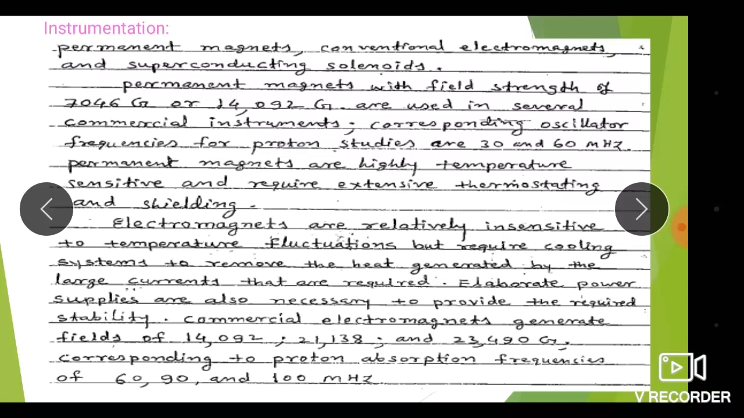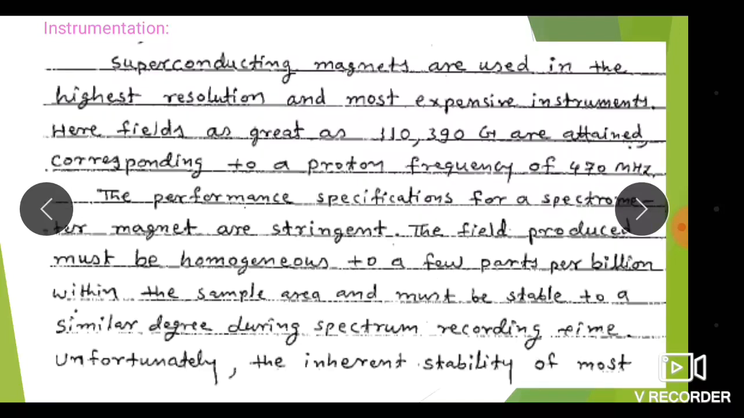Commercial electromagnets generate fields of about 14,092 gauss, 21,138 gauss, as well as 23,490 gauss. The corresponding proton absorption frequencies, that is RF frequencies, are 60, 90 and 100 megahertz: about 60 megahertz for 14,092 gauss, 90 megahertz for 21,138 gauss, and 100 megahertz for 23,490 gauss.